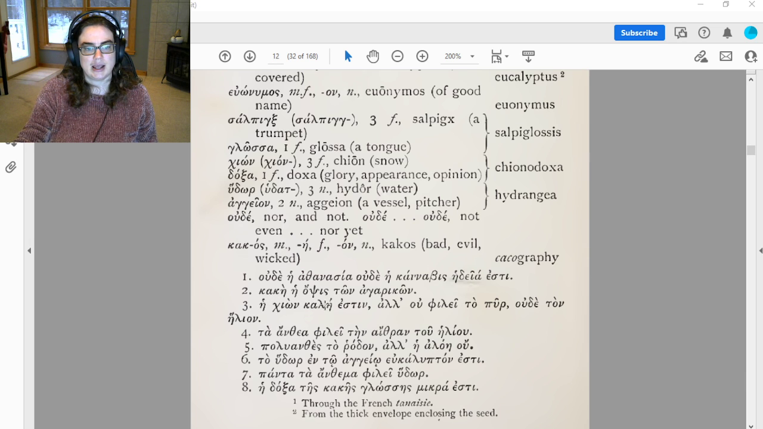Echion calais estin al ufile toper de ton helion. The snow is beautiful, but it doesn't love. I'm guessing because there's no new subject to take over, the subject remains snow. So, snow does not love fire nor the sun because it melts. Okay, I can't argue with that.